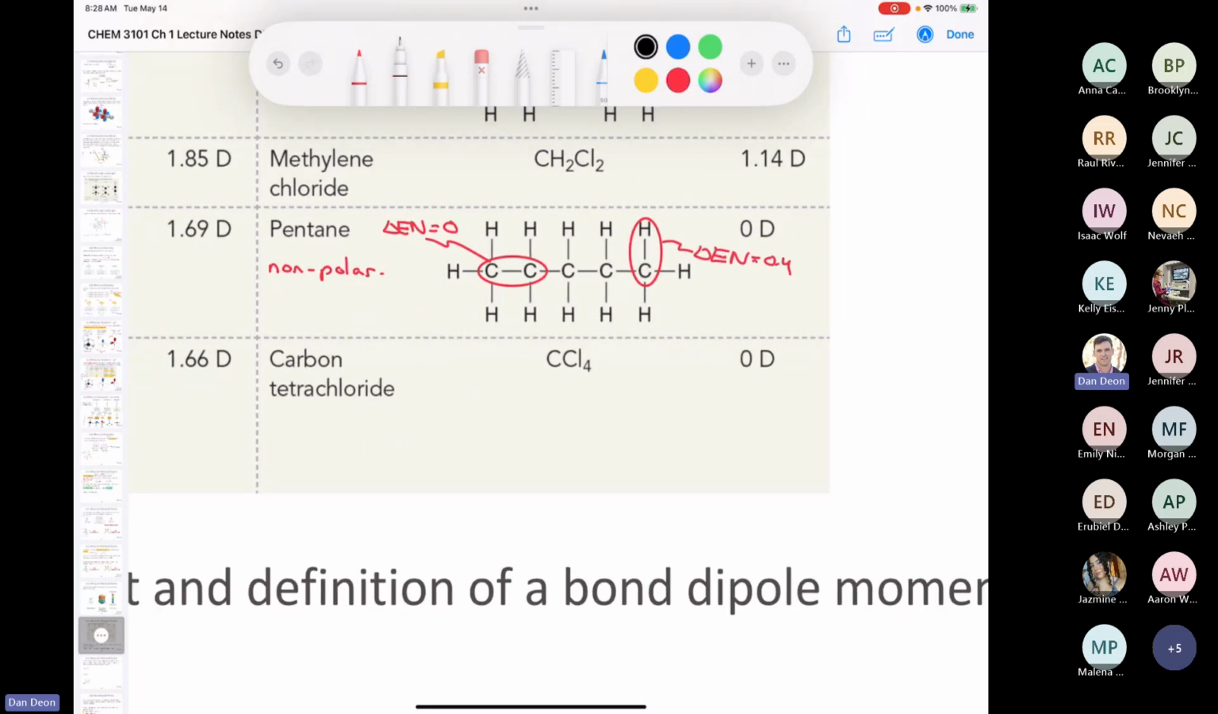If you take a look at carbon tetrachloride, right? Carbon tetrachloride. So 4 chlorines. Now, we just said a few seconds ago that the bond between chlorine and carbon is a polar bond.